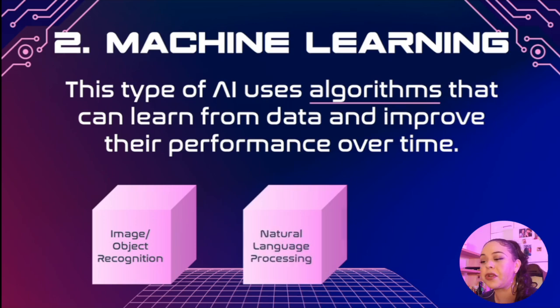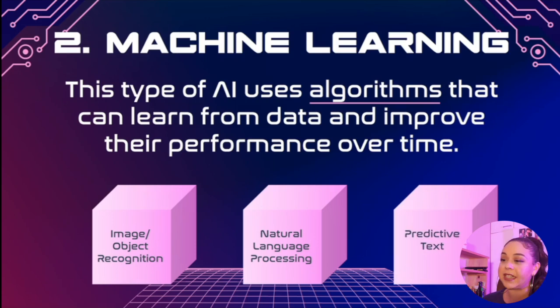Another example is natural language processing. So some of you may have heard of ChatGPT. Really, it's an AI that specializes in this language processing element, and we're going to have a whole module dedicated to that. And then predictive text.